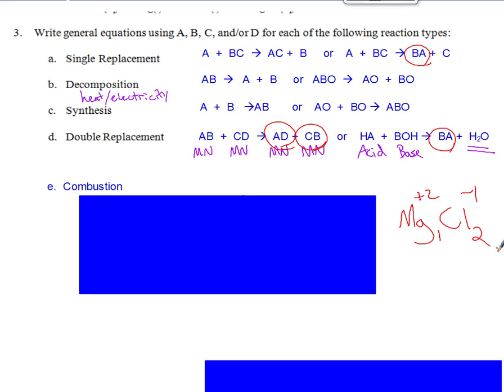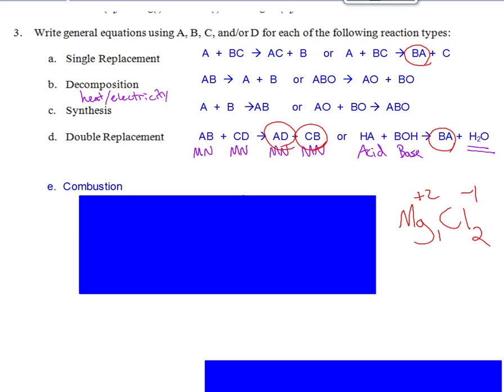All right, let's go back to question 2, keeping in mind these simple formulas: single replacement, one element replaces another; decomposition, break them apart; synthesis, put them together; double replacement, try the new combinations of metals and nonmetals.